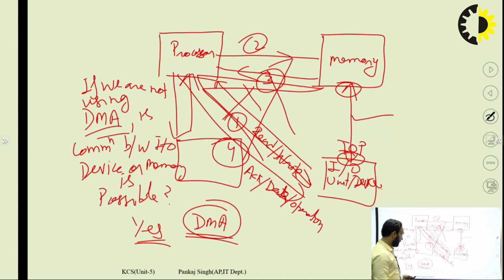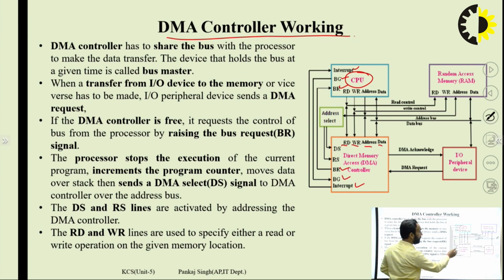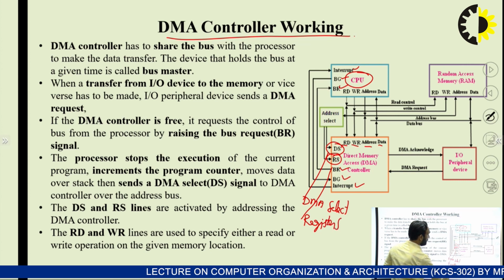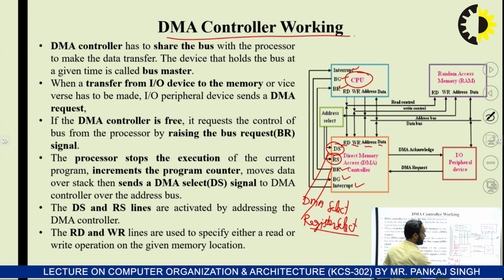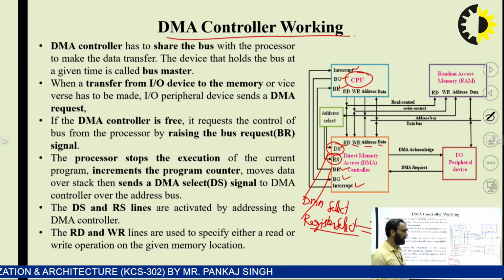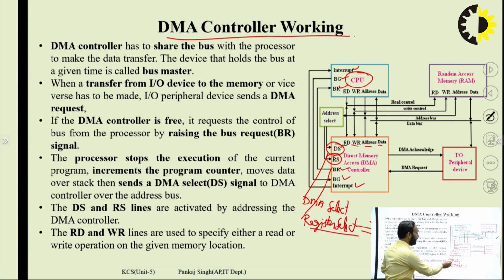It additionally has 2 signals. What are these signals? The first one is DMA select and the second one is register select. The register will provide the address of the location in memory where data is read or written, and the DMA select will activate the DMA signal between the processor and the DMA controller.